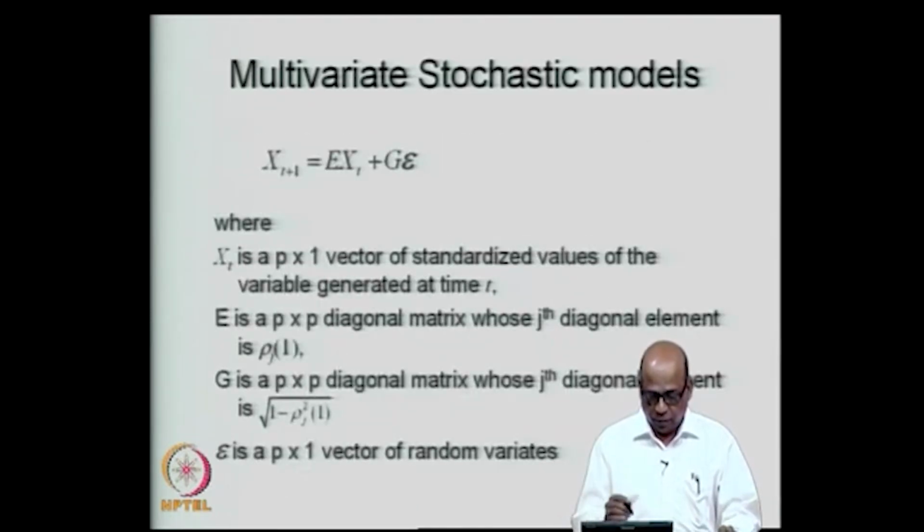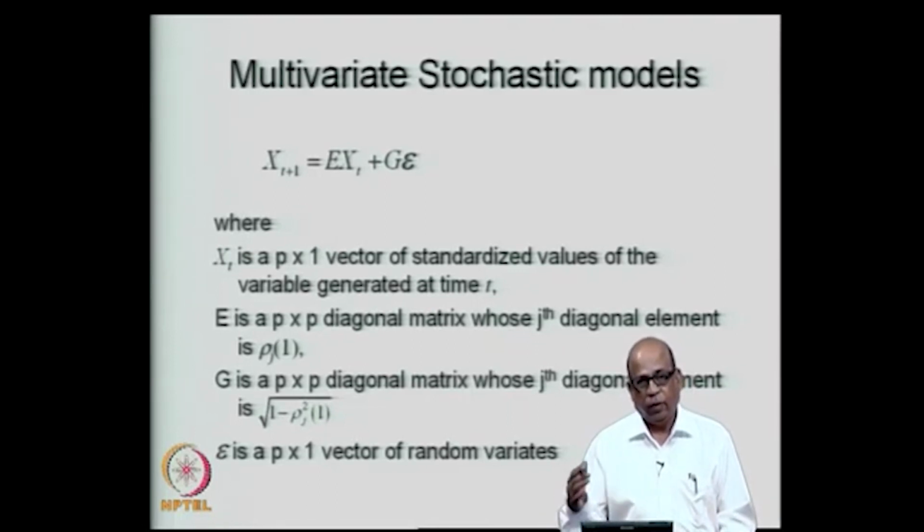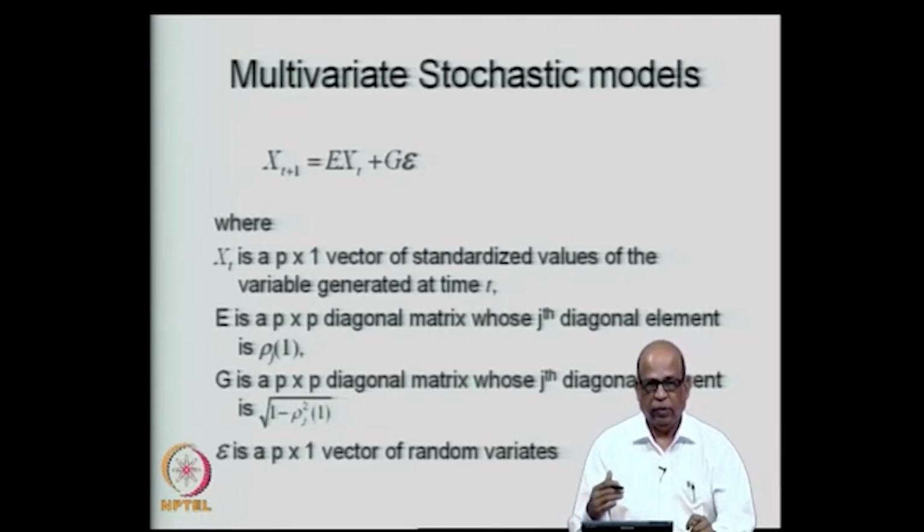Now, this is the general form: x t plus 1 is equal to E x t plus g into E. This is a multivariate stochastic model that we use in its most general form for simultaneous generation at several locations, and this is a common general model. However, for the specific case of flow generation in several locations in a watershed or catchment, a classic model was developed by Matalas, called the Matalas model, way back in 1969.